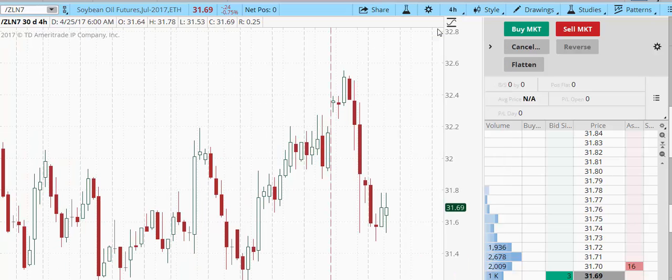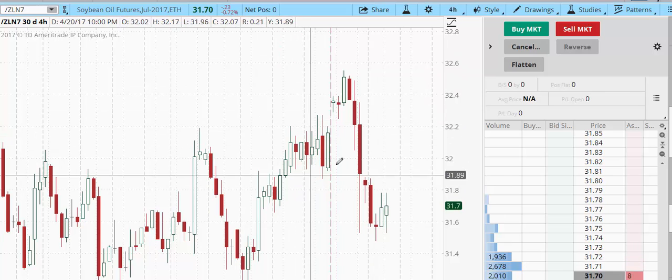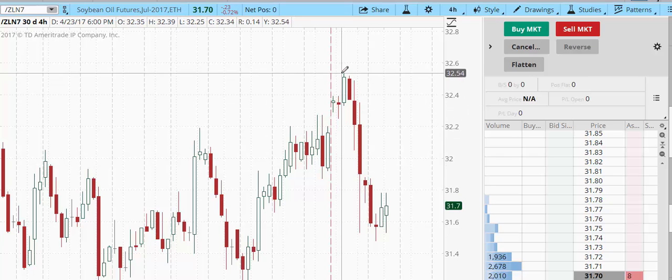Let's take a look. Okay, so just let this guy do what it does. Notice the pattern in here. So if you're a person who would like to go short up here somewhere, you had good reason.